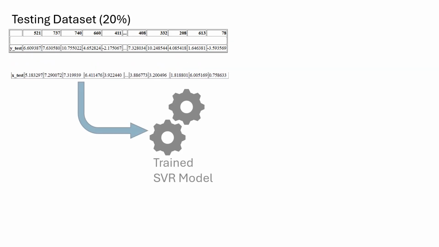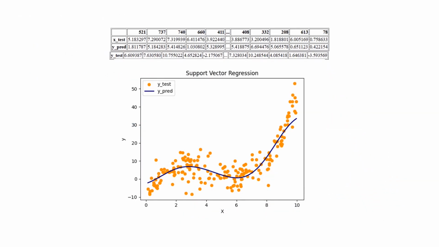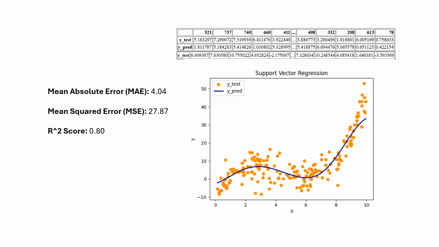Here, we feed the x-axis of the testing set to the trained SVR model. Our model then spits out its prediction of the y values for the given data. We can then compare the predicted values to the true y test values as shown by this graph. Using the y test and predicted values, we can also calculate the mean absolute error, mean squared error, and the R-squared score to evaluate our model's performance.